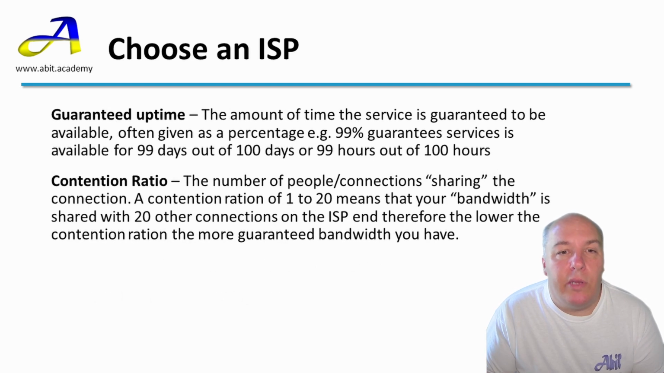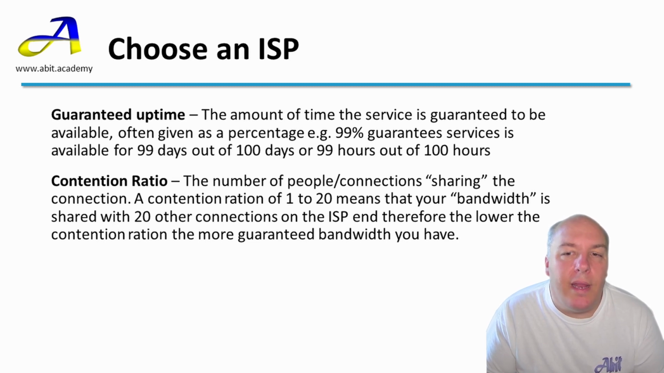A couple of terms you may come across when you do are uptime and contention ratio. Uptime refers to the amount of time the internet connection is available. For example, if over a 100-day period the internet wasn't working due to the fault of the ISP for one of those days, then the uptime would be considered to be 99%. It doesn't always refer to days, it could be minutes, so 1 minute not working from 100 minutes would still be 99% uptime. Contention ratio refers to the number of people sharing the connection.